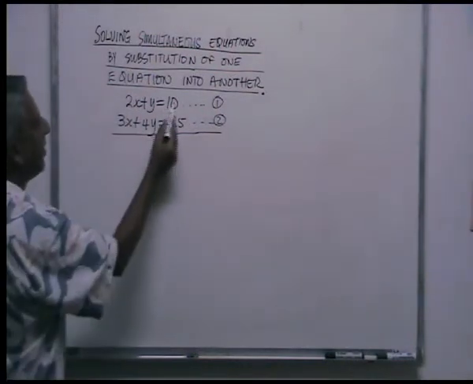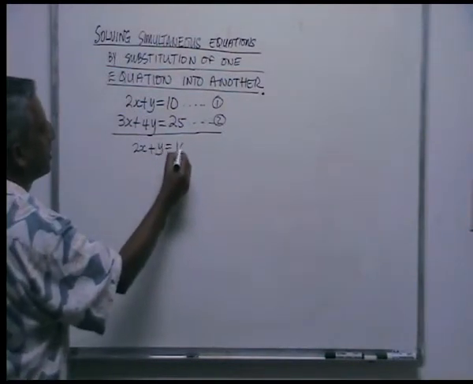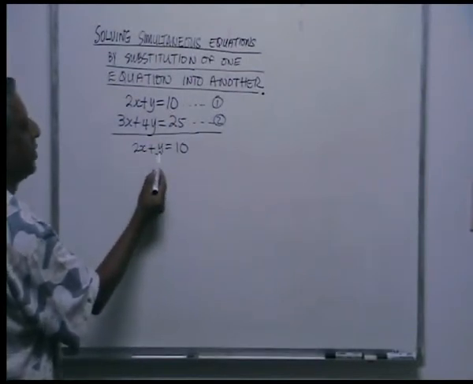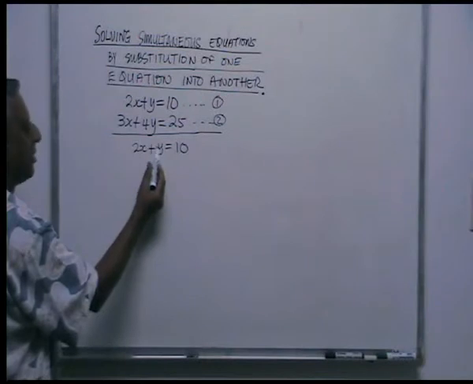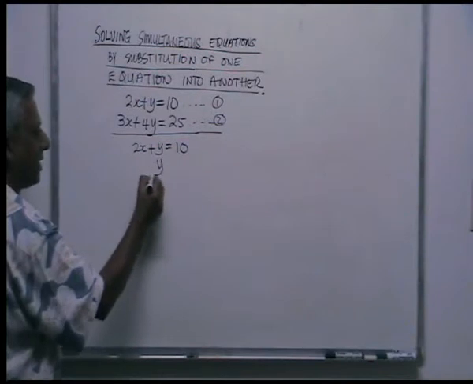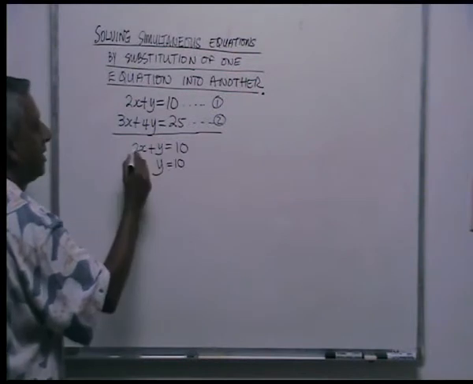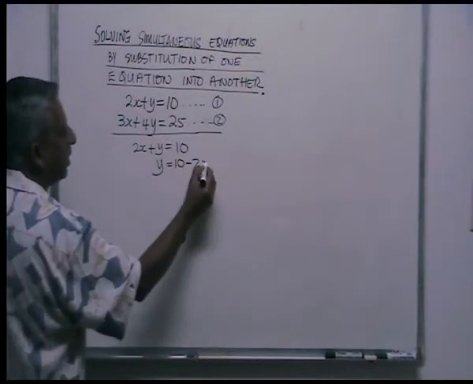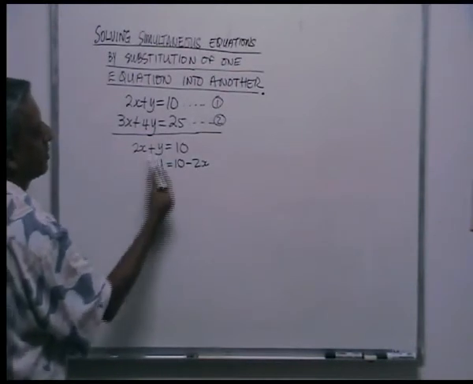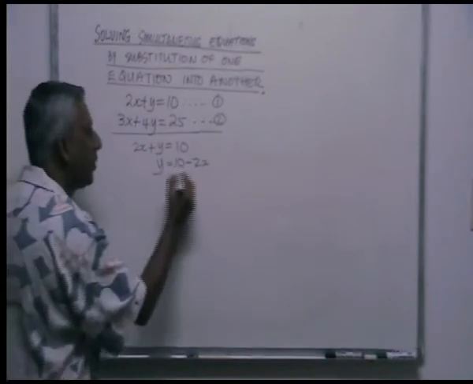So you take number 1 and write it down here: 2x plus y is equal to 10. Then you study these two things carefully. Here you've got 2x and here you've got y. So it's better to leave y here and take the 2x on the other side. There's the 10 here. Take this 2x on that side, it becomes minus 2x. So y is equal to 10 minus 2x.